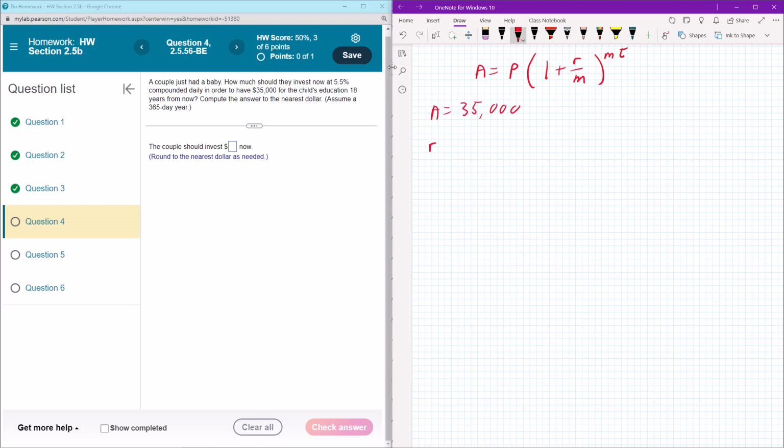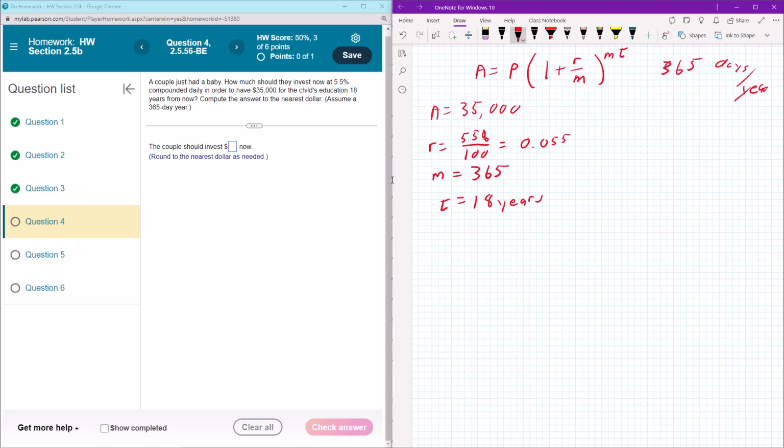R is our interest rate as a decimal. That's going to be 5.5% divided by 100, which will be equal to 0.055. M is our compounding frequency. Since we are compounding daily, and there are 365 days in a year, or at least they're telling us that we can assume that, we can say that M is equal to 365. And of course, T is equal to 18 years. So this is just like the previous problem, except we have a different value for M.